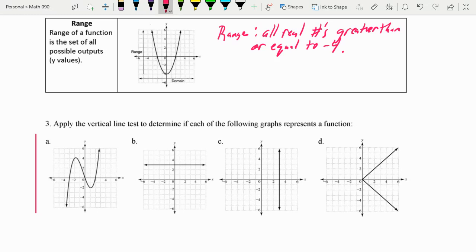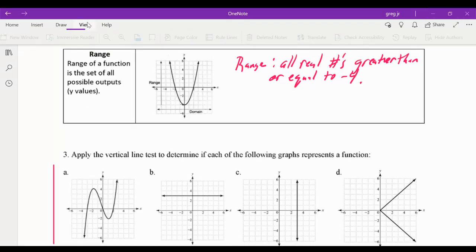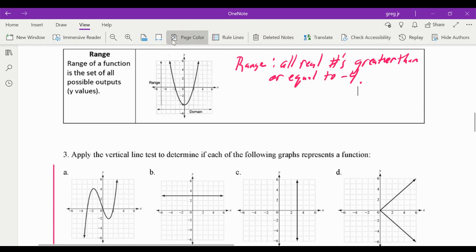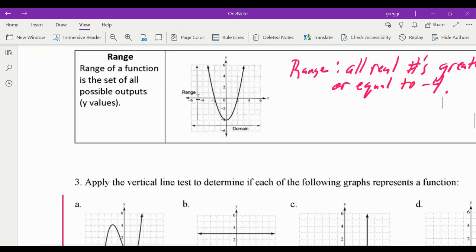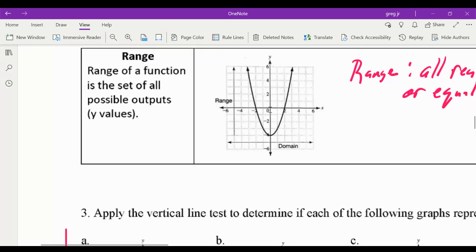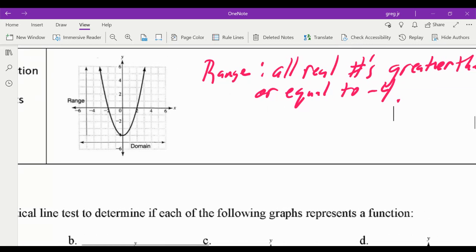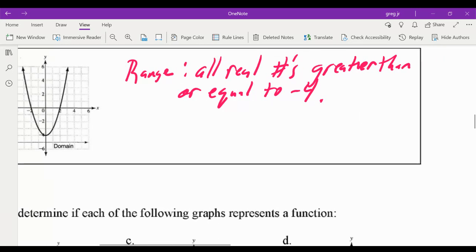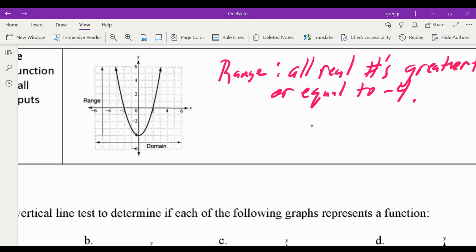Let me see if I can zoom in on this, because even with my glasses it's kind of small. View. I'm sorry, guys, bear with me. All right, a little bit better. So for the range, you see this graph starts at -4, so it's all real numbers greater than or equal to -4. Because remember, greater than is that way. I'm looking at the y values now, so up and down.